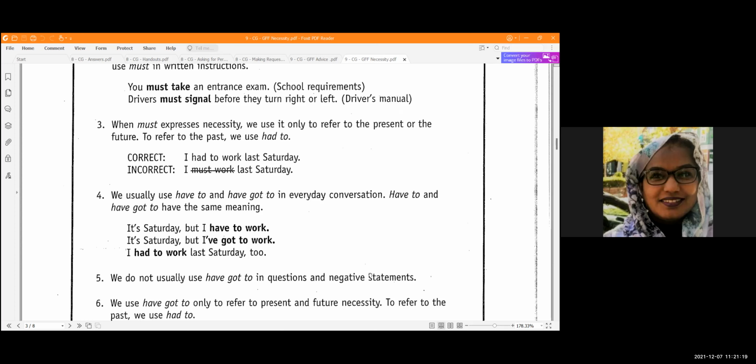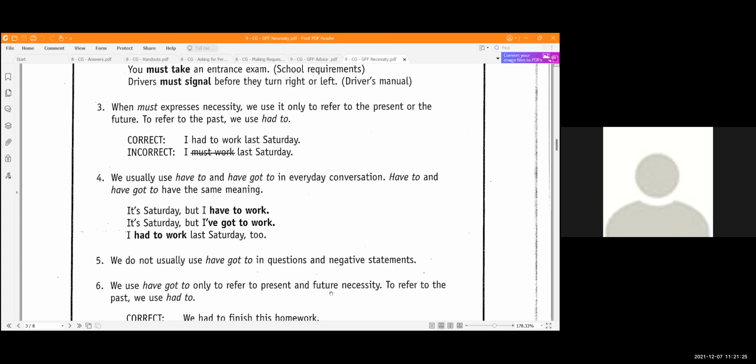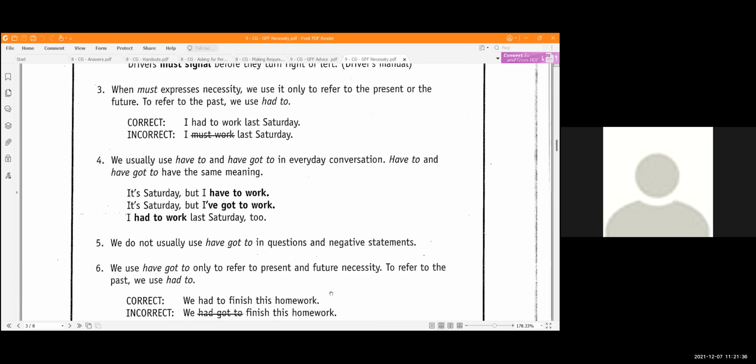Okay. Number 4. We usually use have to and have got to in everyday conversation. Have to and have got to have the same meaning. It's Saturday, but I have to work. It's Saturday, but I have got to work. I had to work last Saturday too. Had to is used again in past situations.